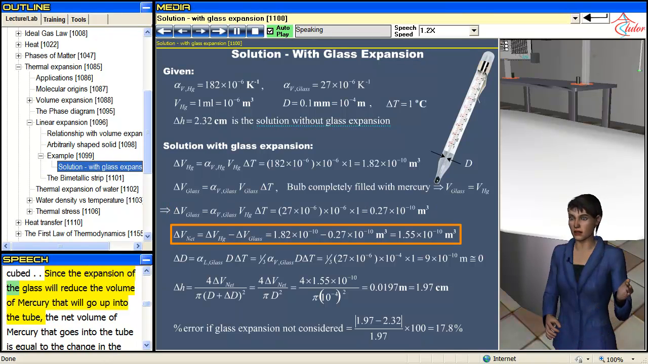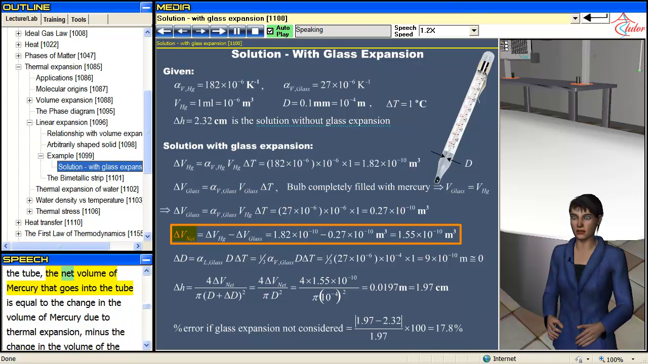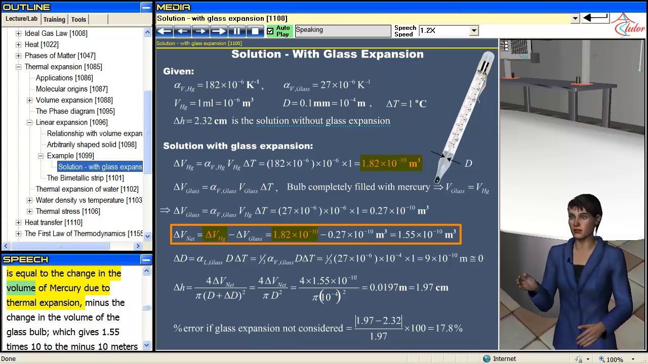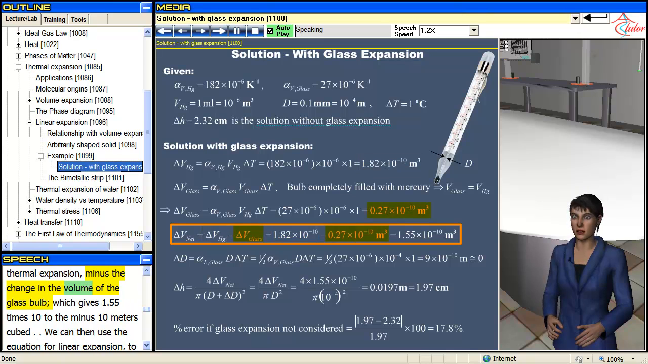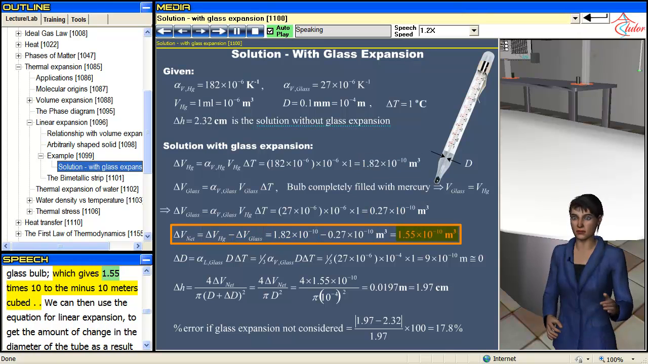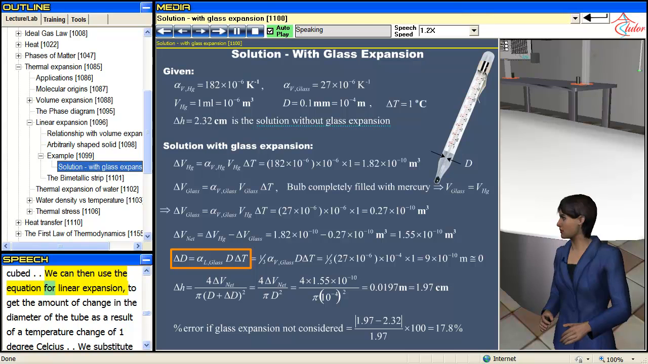Since the expansion of the glass will reduce the volume of mercury that will go up into the tube, the net volume of mercury that goes into the tube is equal to the change in the volume of mercury due to thermal expansion, minus the change in the volume of the glass bulb, which gives 1.55 times 10 to the minus 10 meters cubed. We can then use the equation for linear expansion to get the amount of change in the diameter of the tube as a result of a temperature change of 1 degree Celsius.